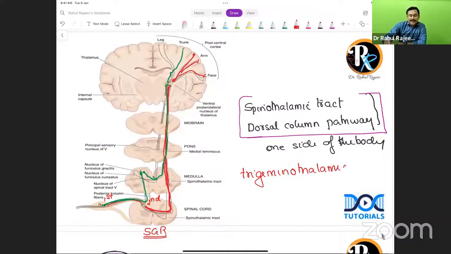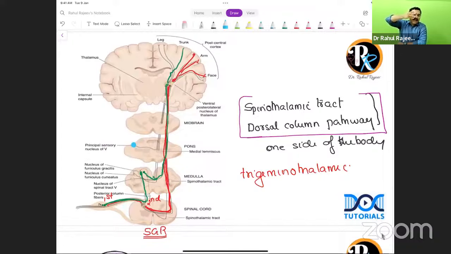Trigeminothalamic tract. My dear students, you tell me your facial sensations while you are attending my class, just touch your cheek. These sensations are carried by, is it the spinothalamic tract? No, it is not the spinothalamic tract. There is another tract known as the trigeminothalamic tract. So trigeminothalamic tract means, you have heard about the V1, V2 and V3 divisions of the trigeminal nerve, which are the ophthalmic, maxillary and mandibular divisions. So these divisions will take the supply.